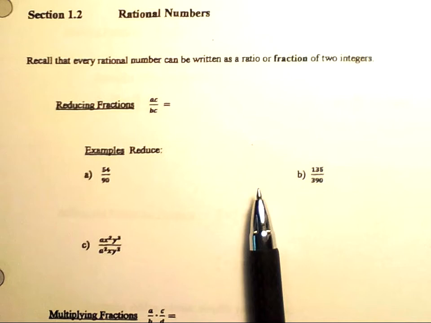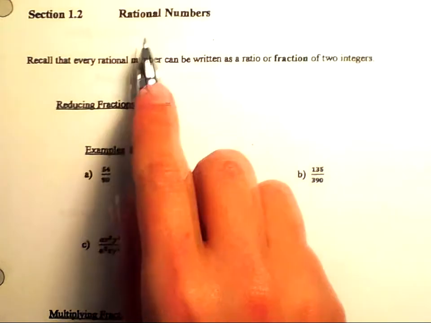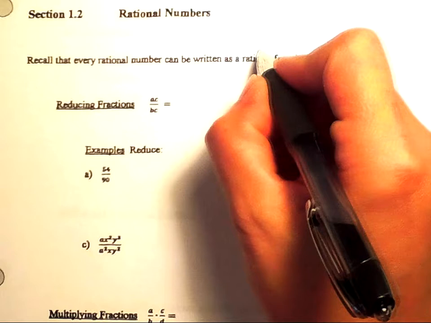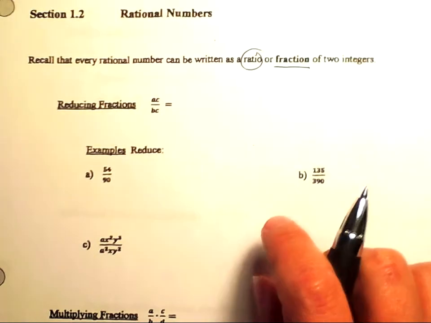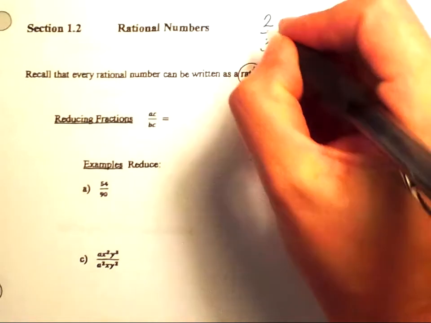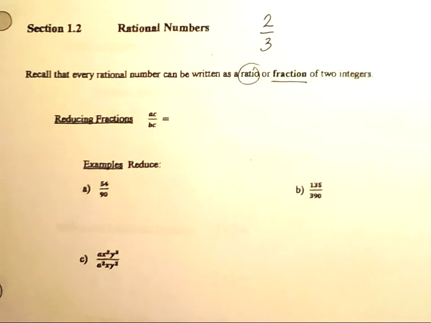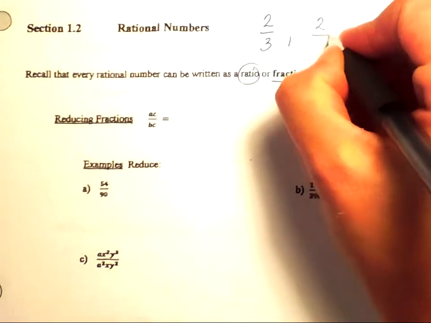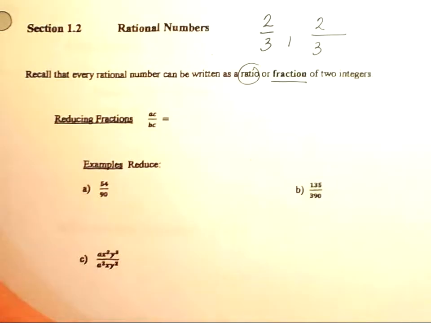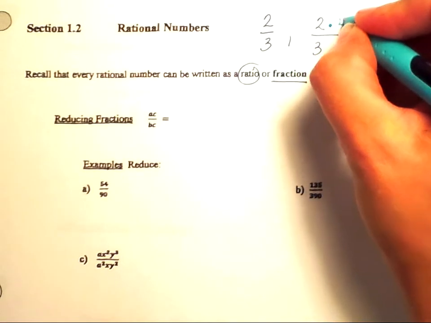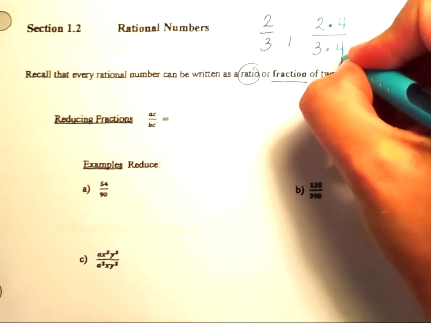Today we'll talk about section 1.2, which is about the rational numbers. Recall by the definition that every rational number can be written as a ratio or a fraction of two integers. That is, 2/3, for example, is a fraction of two integers. I could also do it like so, 2 times 2/3, but maybe I want to multiply that 2 by a 4, and the 3 by a 4 as well.